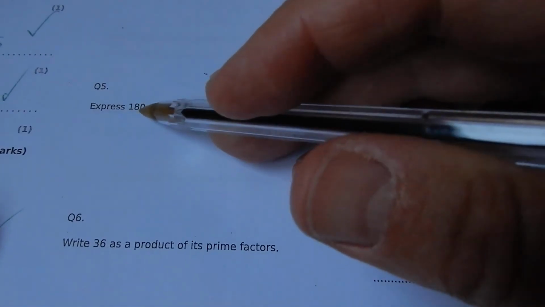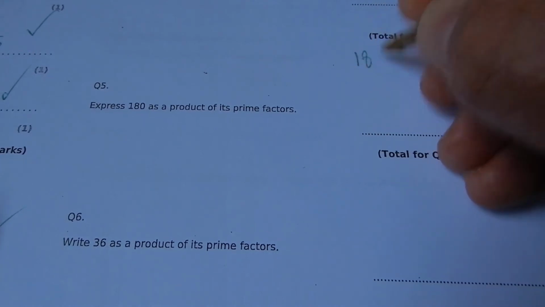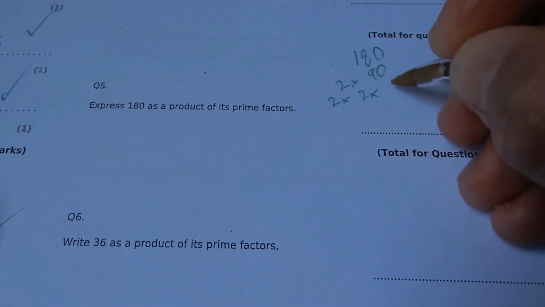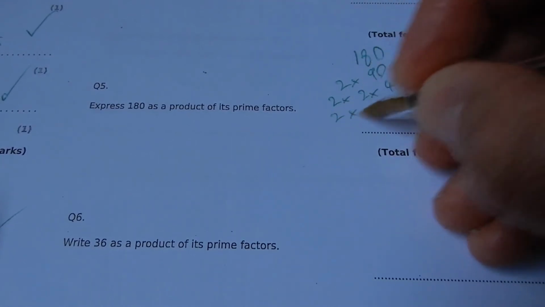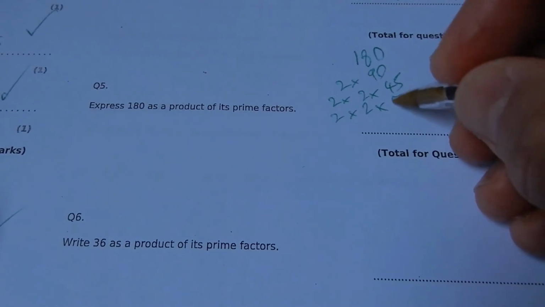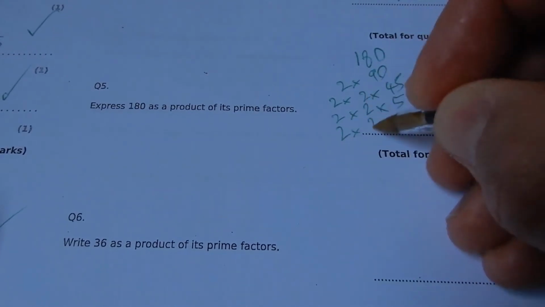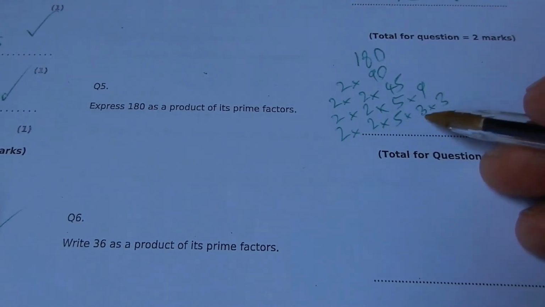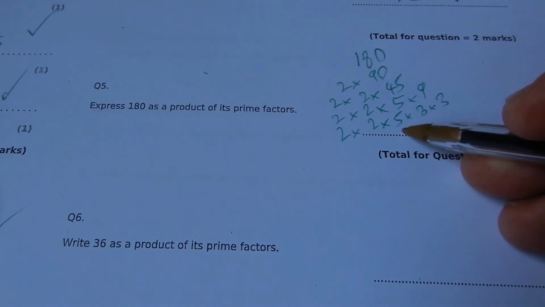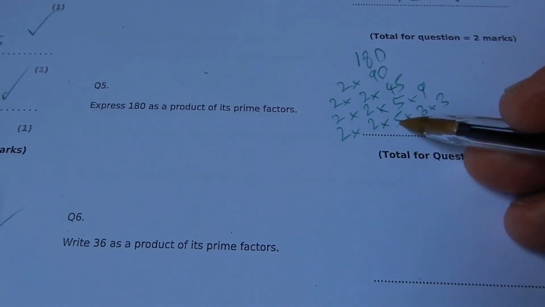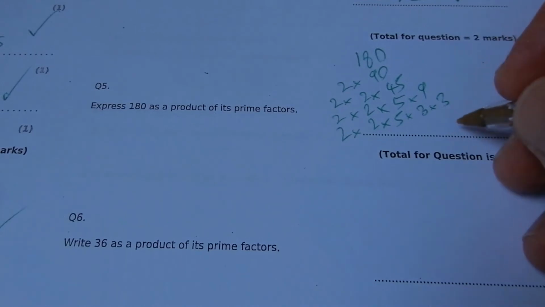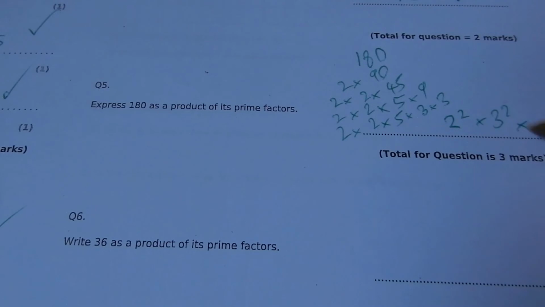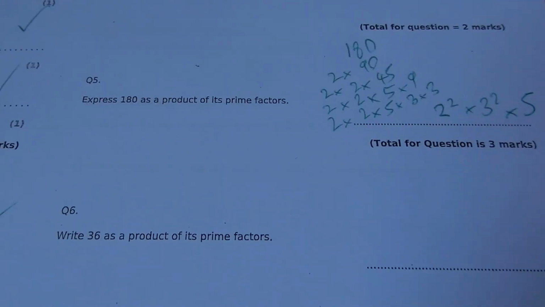Express 180 as a product with prime factors. 180 is 2 times 90, which is 2 times 2 times 45, which is 2 times 2 times 5 times 9, which is 2 times 2 times 5 times 3 times 3. 4 times 9 times 5, that would be 10. 10 times 18, yes, 180. So it's 2 squared times 3 squared times 5. Can you see that? Okay, cool.